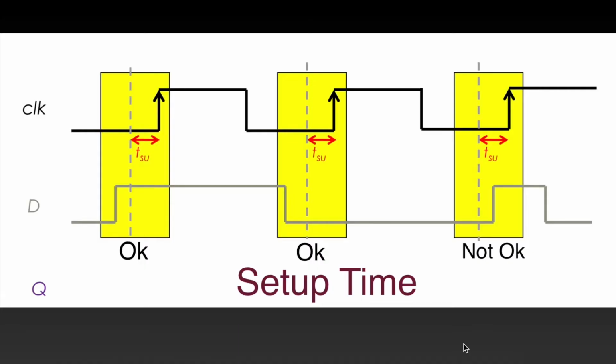Setup time is the time the data has to arrive before the clock to ensure correct sampling. Looking at this picture, the data at the first and second clock edges is not changing during the setup timing window, which is fine. However, the data at the third clock edge is changing during the setup timing window and hence causing the setup violation.